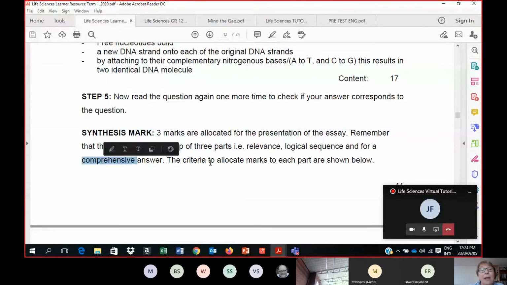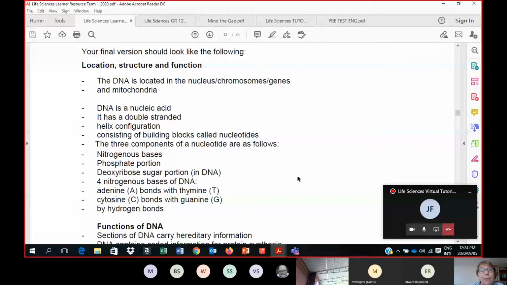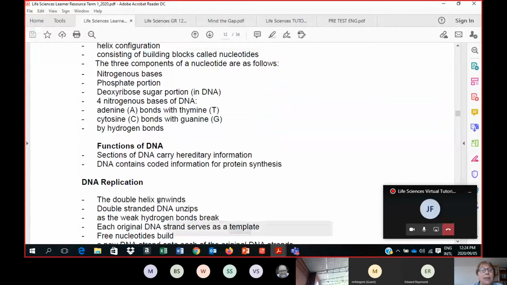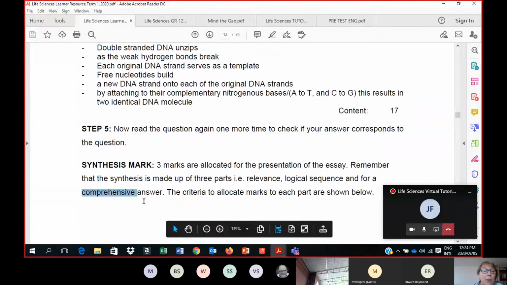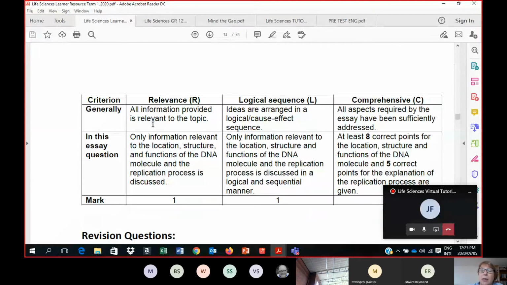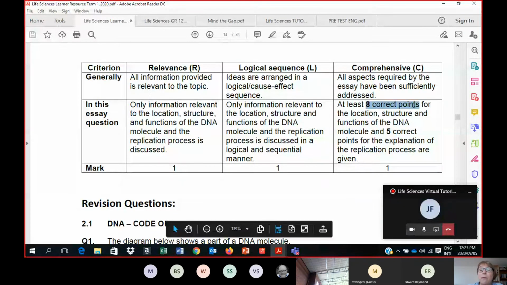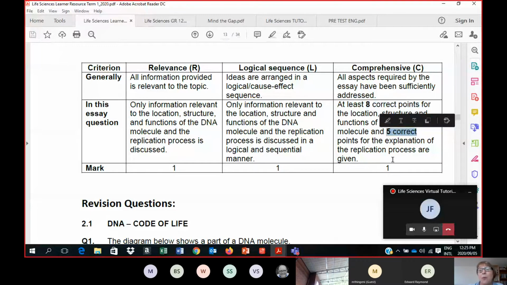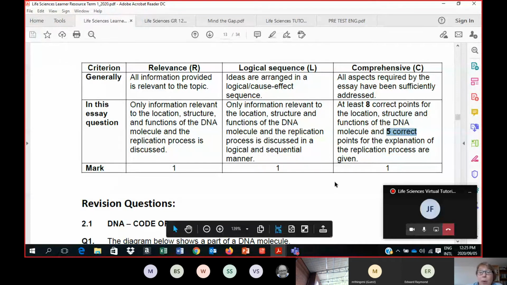Comprehensive means that you have included something on each aspect, and normally there are a minimum number of marks that are required. So you need to include something on the location, something on the structure, quite a few facts on the functions, and quite a few facts on replication. So comprehensive means that you have included information from each of those sections. Over here you can see if you've got at least 8 correct points for location, structure, functions, and 5 correct points for replication, only then will you get the mark for comprehensive. All right, so with the essays, please bear all of this in mind.